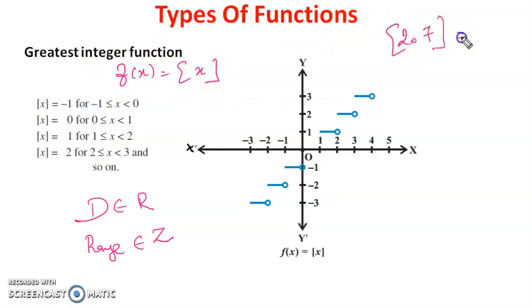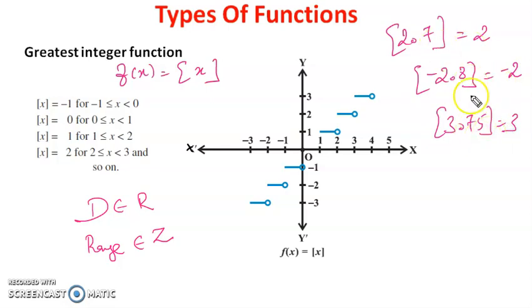Be it 2.7, it will take only the integer value, the nearest lower integer, or even minus 2.8, it takes the integer as minus 3, or 3.75, it takes only 3. So this is the greatest integer function. For any value, it takes minus 1 for minus 1 to 0, 0 for 0 to 1, and 1, the greatest integer between 1 to 2.